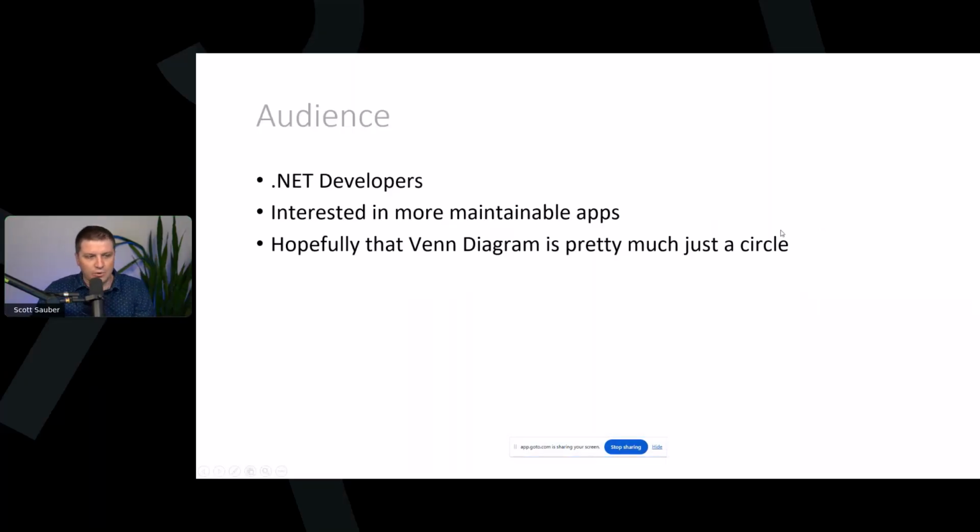All right, so really my target audience, because you all are taking your time away to learn about this, so I want to make sure that you're in the right spot. And really, the target audience I have for this, as you might guess, are .NET developers, but people who are interested specifically in making maintainable applications, because pretty much everything I'm going to talk about is about making maintainable applications. So hopefully that Venn diagram of .NET developers who care about maintainable apps is more like an overlapping circle, and hopefully all .NET developers care about that, but that's who I'm targeting here.